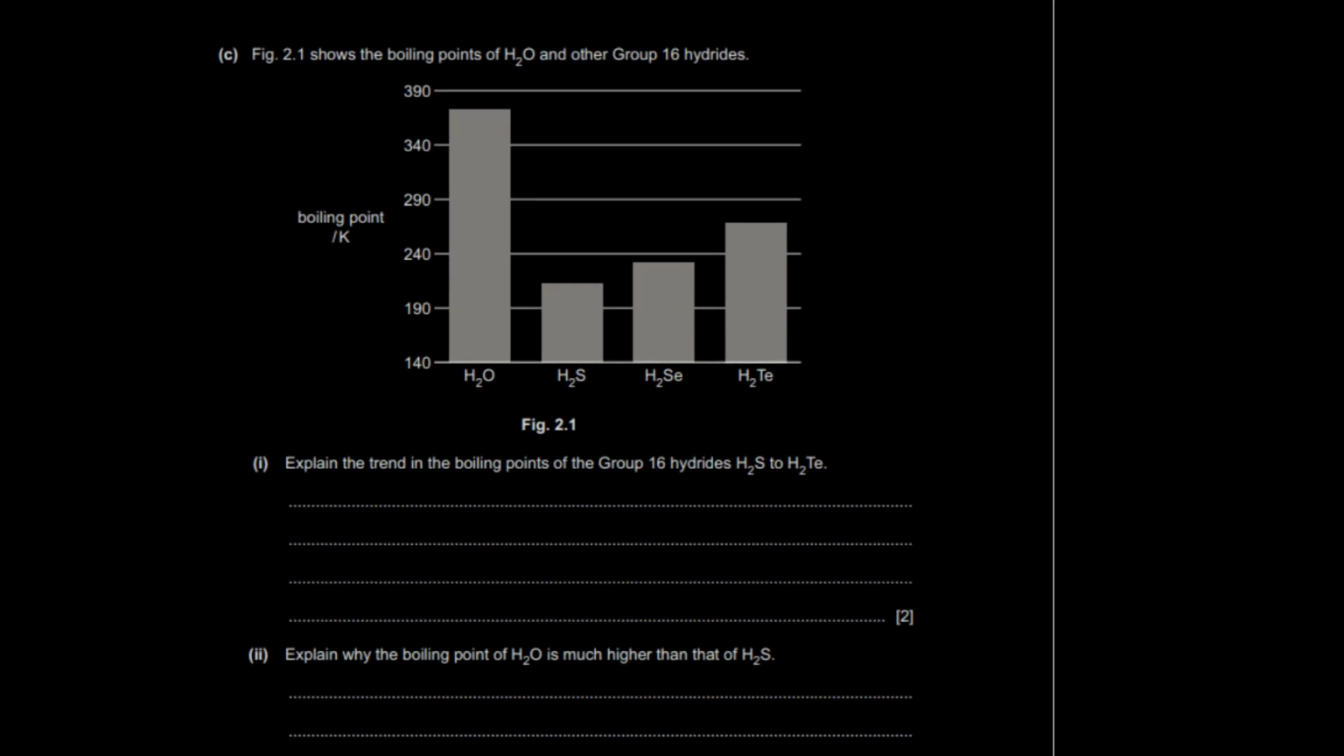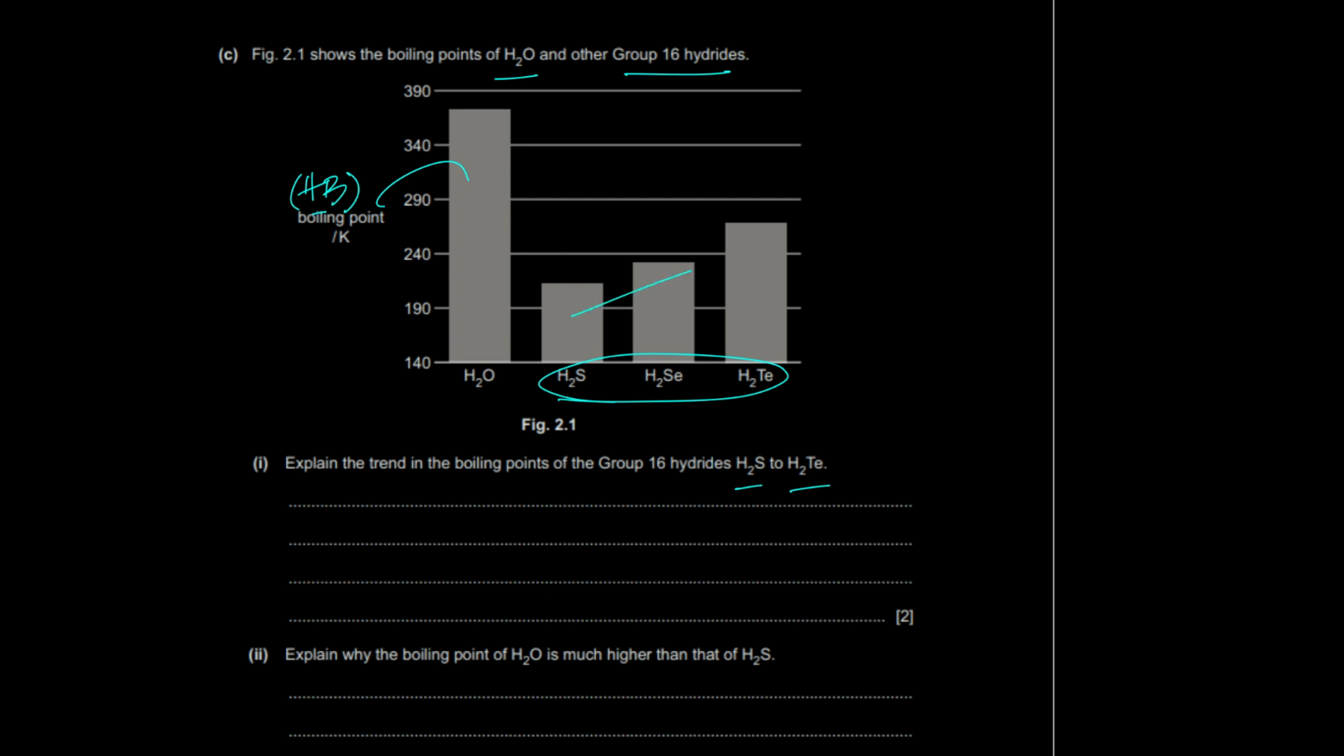Figure 2.1 shows the boiling points of H2O and other group 16 hydrides. Hydrides are just hydrogens bonded to other elements. Right? So H2O is the anomaly. Why is this the anomaly? You should know this because of hydrogen bonding. Yes, sir. So it's saying explain the trend in boiling points of group 16 from H2S to H2Te. Just explain this trend. Don't talk about H2O.